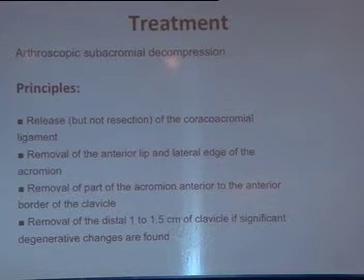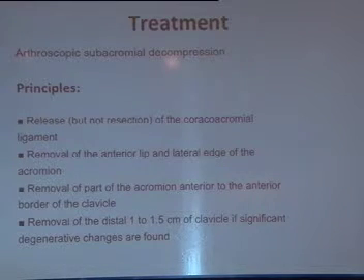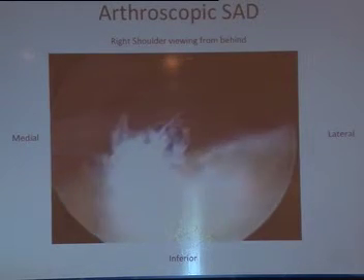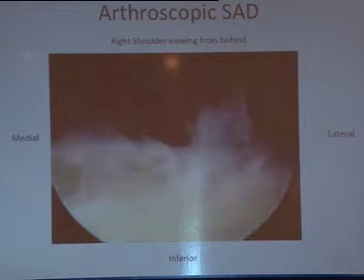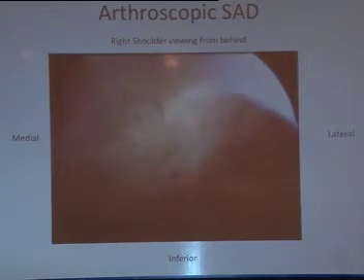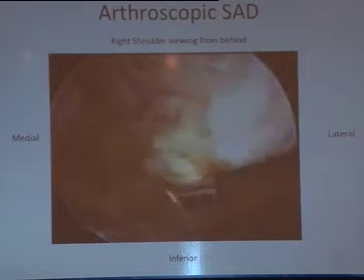If you're going in for an operative intervention, what do you do? There are certain principles here, and these principles are prudent. Let's go through this video and understand what the principles are. I'm looking at this right shoulder from behind, posterior viewing portal, medial on the left side, lateral on the right side. So you can see that there is an acromial spur.